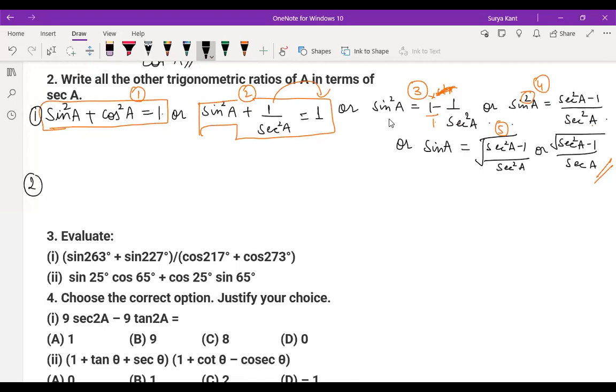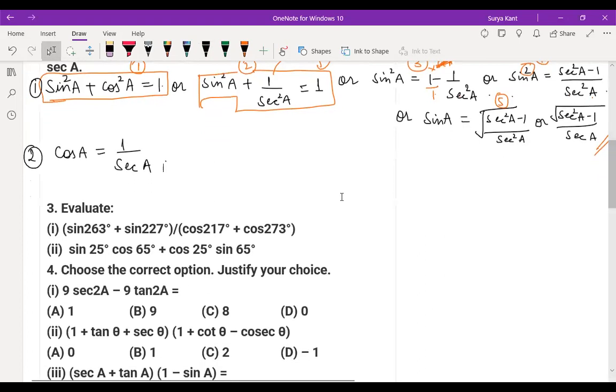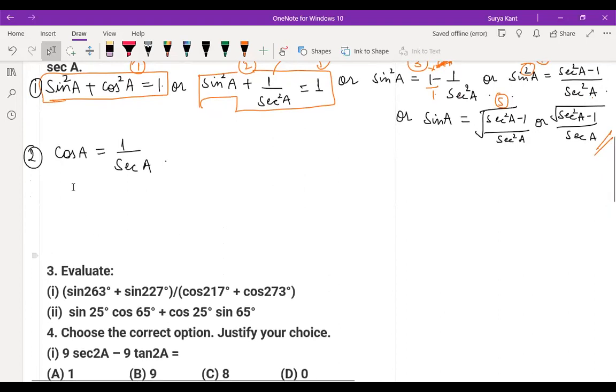Now the second question is cosine in the form of sec A. This is the very easiest one. Cos A we should convert to sec A form. So 1 by sec A we can write easily. No changes here, right? So this was the easiest part. Now tan A, how to write tan A in the form of sec A? That is also very easy, right, children? Yes, sir.